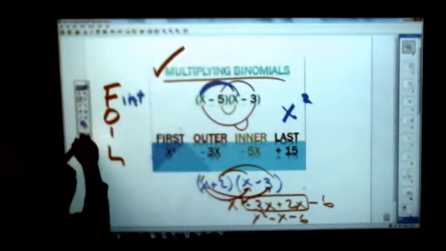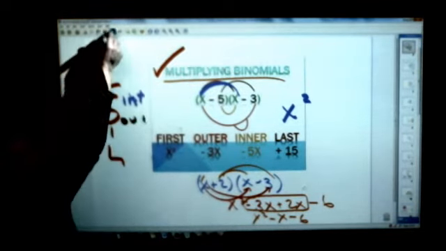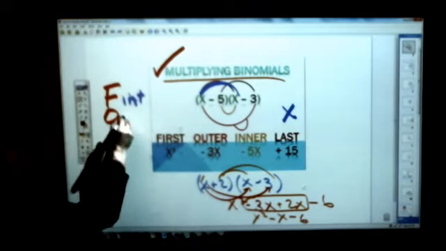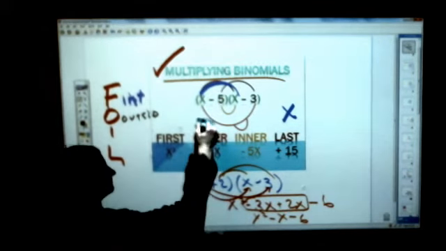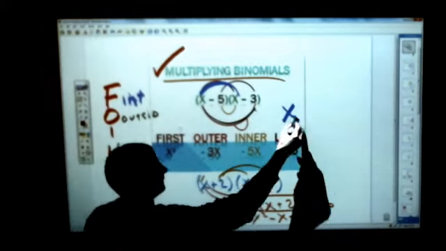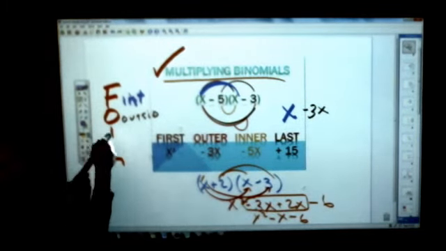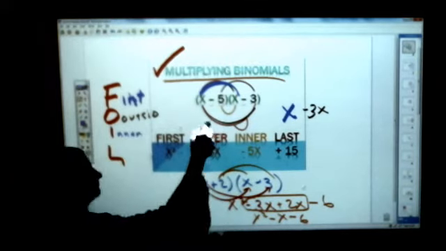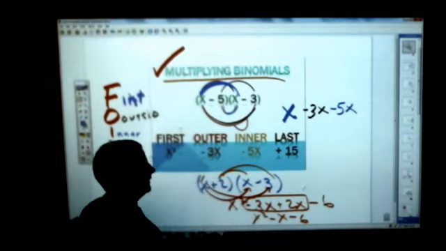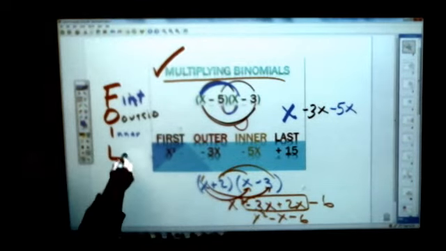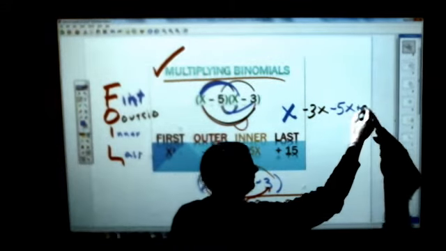Okay? The O in FOIL stands for the outside terms. Okay, in which case you see here the outer. The outer is a minus 3x. The I stands for the inner terms, or the inside ones, which are those two, which is a minus 5x. And the L stands for the last terms in both things. Negative 5 times negative 3, which is a positive 15.